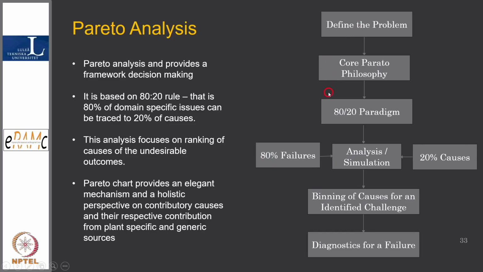So define the problem, core Pareto philosophy, 80-20 rule, analysis, simulation, and binning up the causes of any identified component. Okay, and diagnostics for failure. So this completes here, and that's how Pareto analysis is performed. Okay.